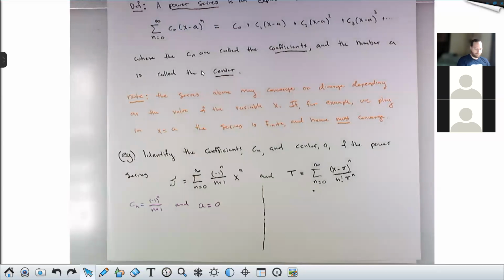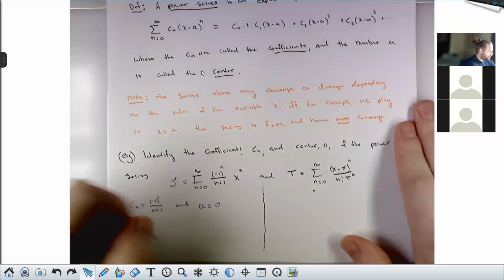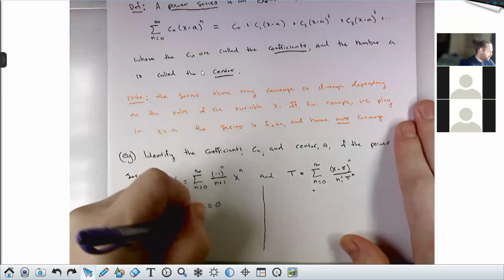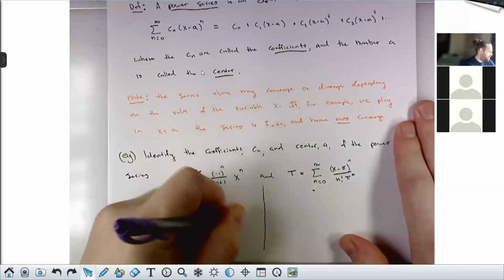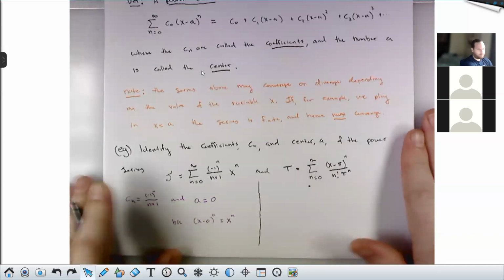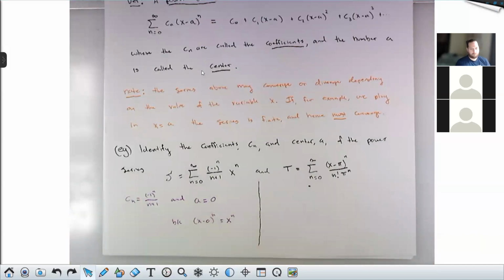0. Right? In other words, x minus 0 to the n. That's x to the n. So when you see a power series where the power terms are just x to the n, that is a series centered at 0. And you'll see a lot of those. So just remember, x to the n is the same as x minus 0 to the n.